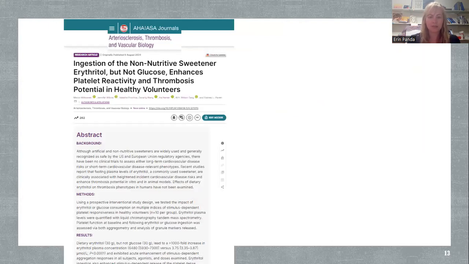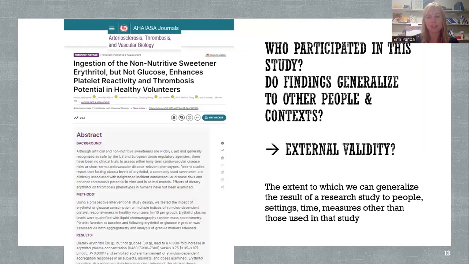When we're reading a research article, we also want to ask questions like, who participated in the study? This is really important because we want to know if the results from these people who were tested doing these things at this point in time are also going to apply to different people in different contexts and different situations. This will allow us to determine whether the results of one study are also going to generalize and apply to me and to the people that I'm interested in.